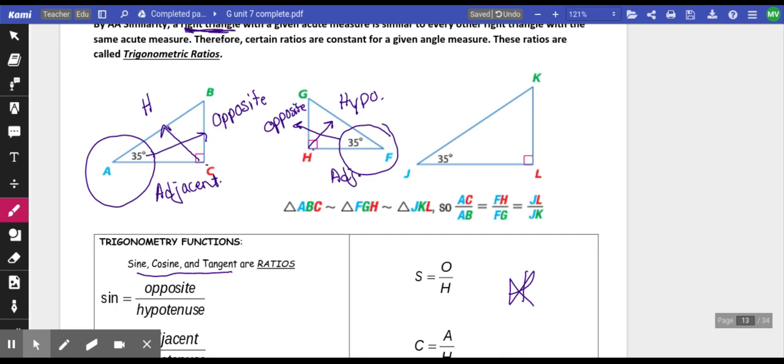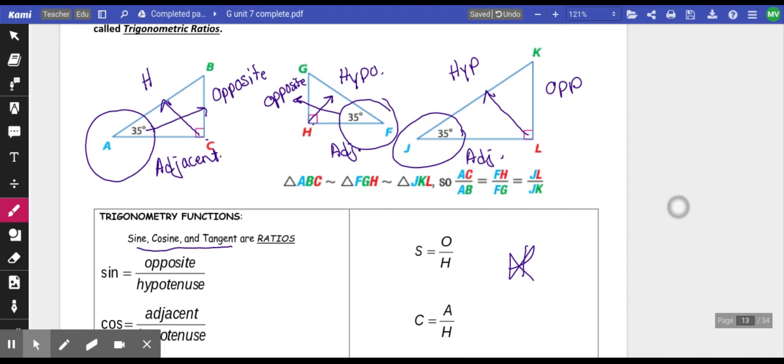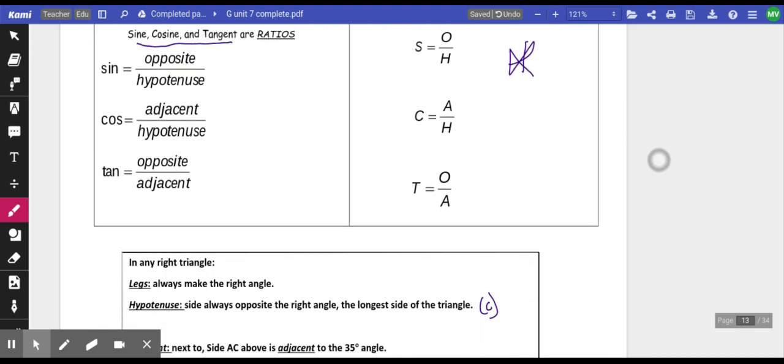So again, since JK is across from our right angle, that's our hypotenuse. Our angle we know is J, so KL is our opposite, and JL is our adjacent. That's always going to be the first step in solving these problems, is to label the sides.